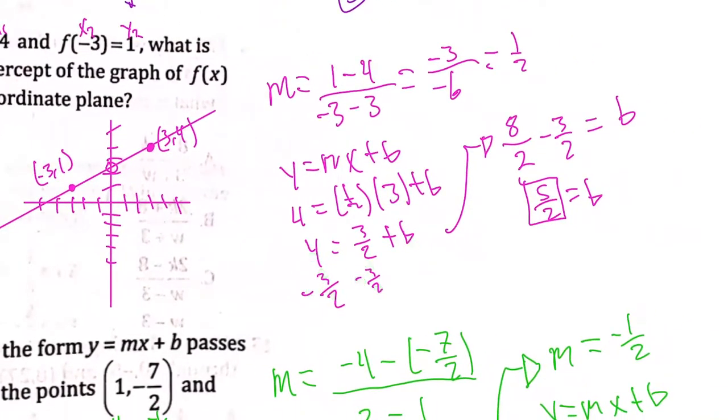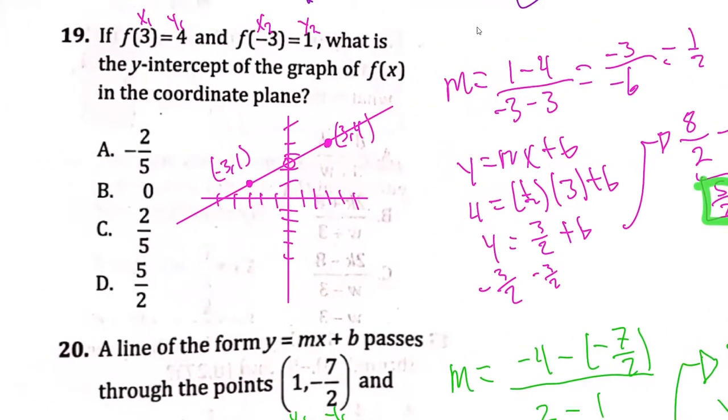4 minus 3 over 2, but 8 over 2 is the same as 4, right? 8 divided by 2 is 4. That's where the 8 comes from. So now my denominators are the same. So 8 minus 3 is just 5. The 2 stays the same in the bottom. B is equal to 5 over 2.